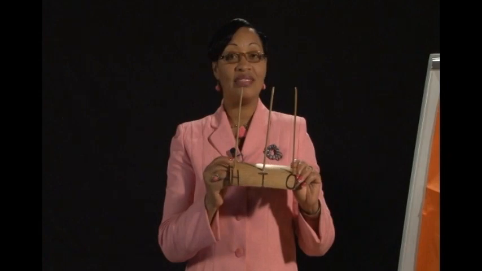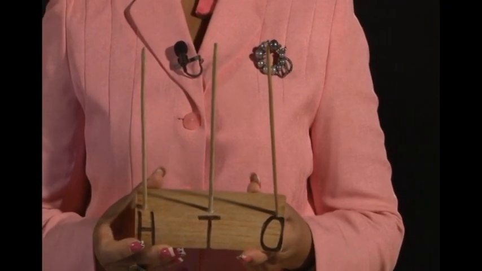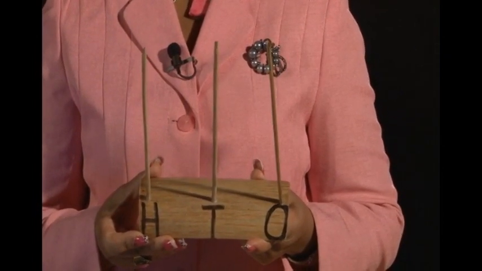Now we can use this little tool, the abacus, to show different numbers. Can you use your abacus to illustrate the following numbers? 5, 42, 134, 2,350. Where would we put our 5 ones? We would put them at the ones section. Here we go.